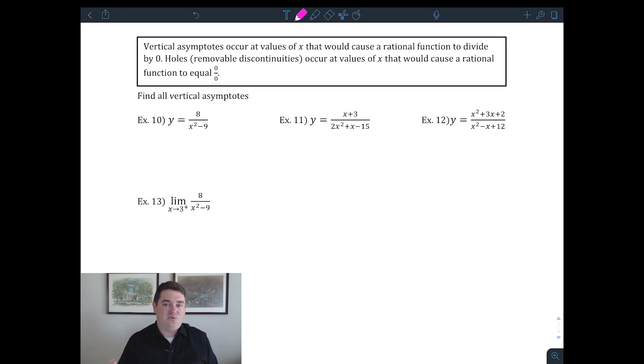So when we evaluate these one-sided limits, we need to be able to identify where a function has a vertical asymptote. So looking at examples 10, 11, and 12, all we're doing here is identifying where the vertical asymptotes are.